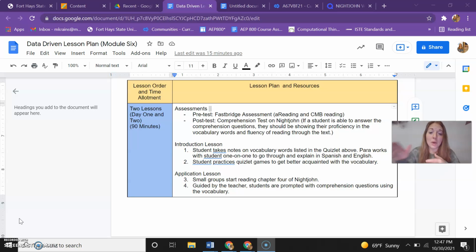The post-test and how I'm doing that assessment is basically on the story of Nightjohn. If he can answer the comprehension questions at the end of the chapter, that will have shown me that he is actually able to read through the text fluently or at a more fluent level, and also that he understood the vocabulary words. The words that I created that Quizlet on were very purposeful in what I saw him needing help on.